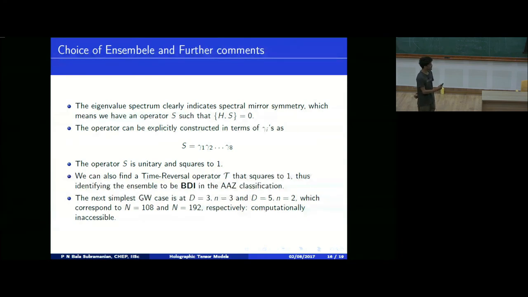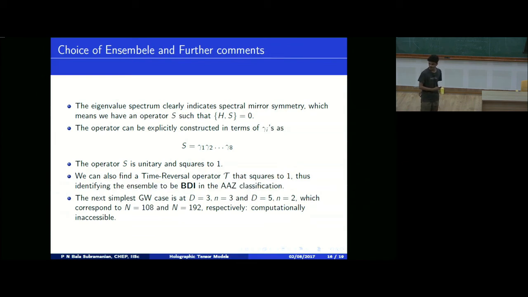The next simplest Gurau-Witten case will be D equals 3, N equals 3, which will correspond to finding gamma matrices of dimension of SO 108. Or if you're looking at D equals 5, N equals 2, you'll have to find gamma matrices for SO 190, which will be preposterously large matrices, which I don't think is possible to diagonalize. So they are computationally inaccessible unless we have some other clever way of splitting.